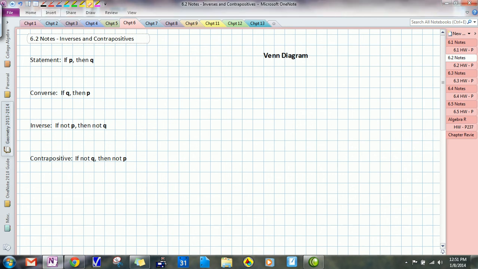These are the notes for section 6.2. The title of the section, as you can see, is called Inverses and Contrapositives. In the fall, we studied if-then statements and their converses.